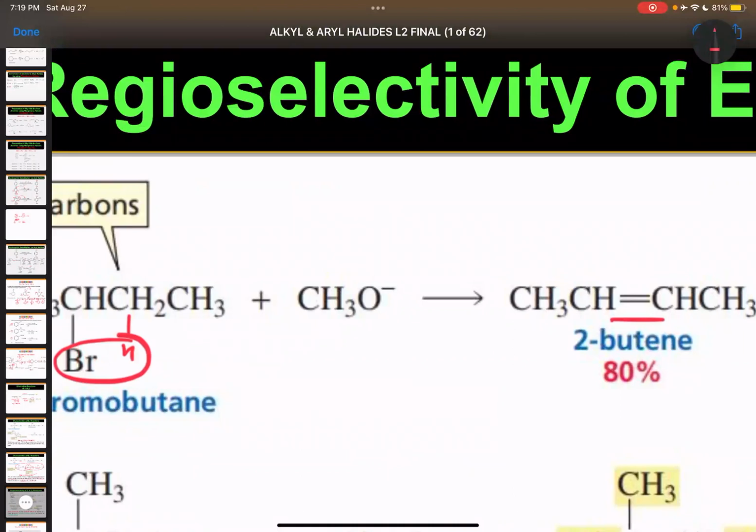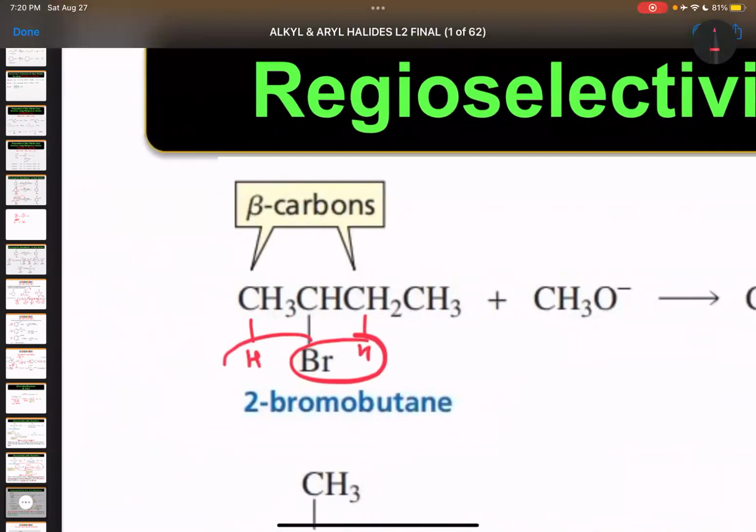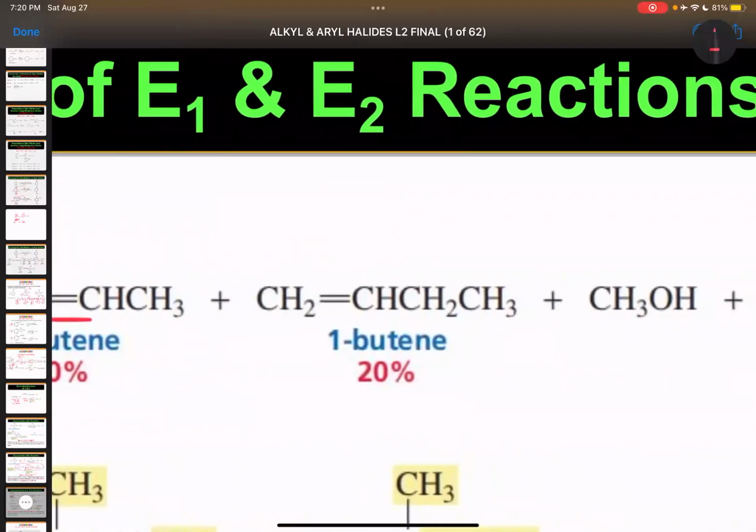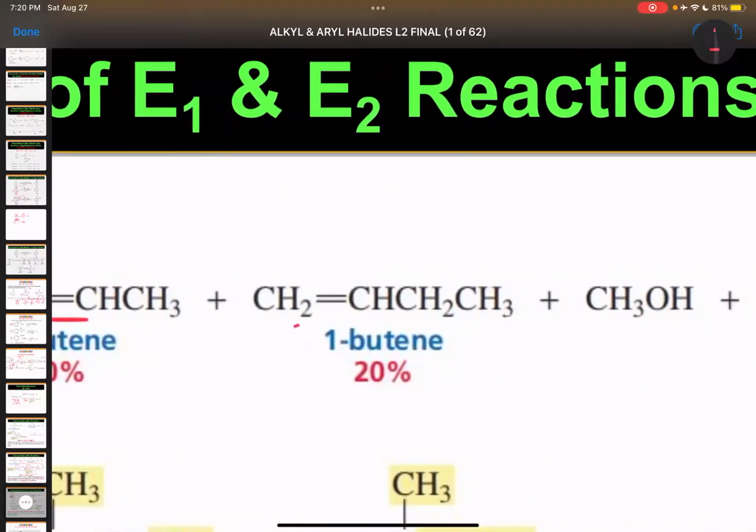You will have 2-butene. And if you remove the H from the left-hand side of Br, you will have a double bond at the outside region of the structure, that is 1-butene.